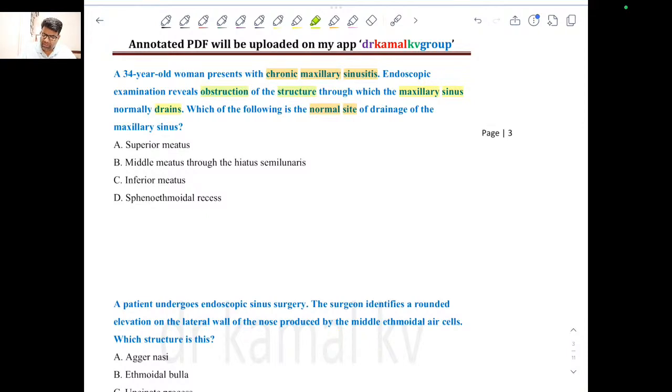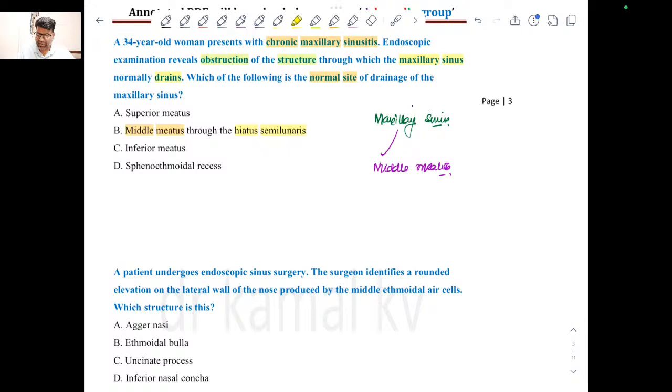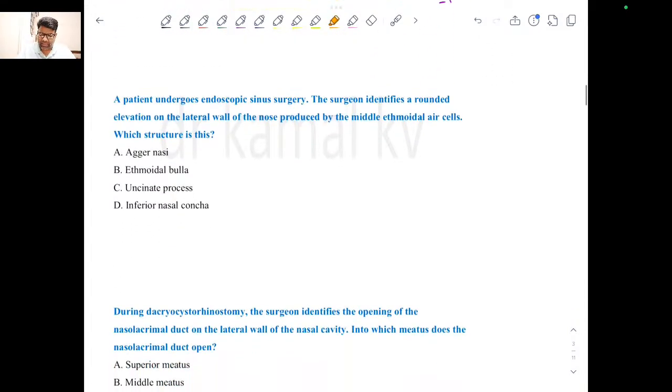Yes, very good, Arkagri. So the moment you have any mention of the maxillary sinus, this is in the middle meatus, and that is through the hiatus semilunaris. Very good. So this is middle meatus, that is hiatus semilunaris. Now moving forward to next question.